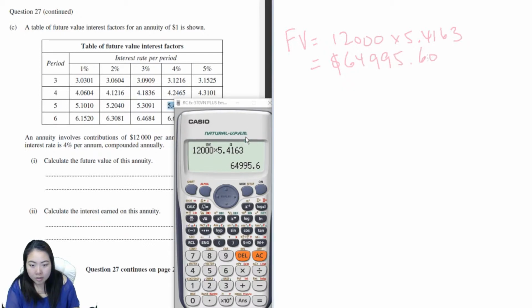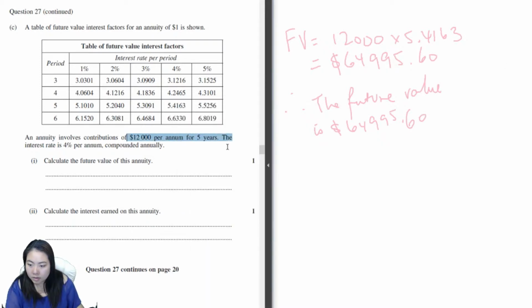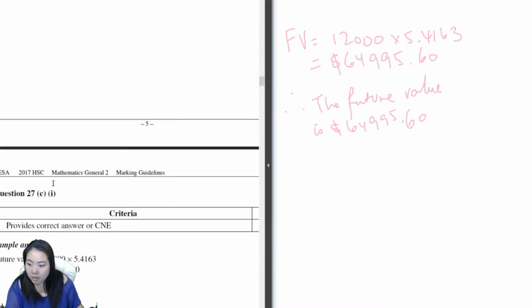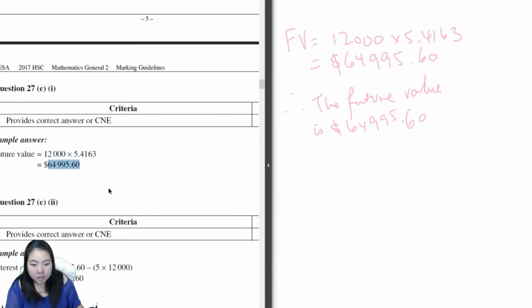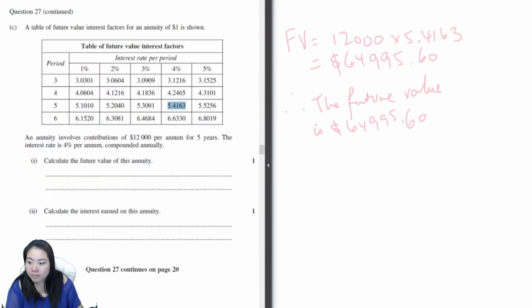$64,995.60. Then you write your sentence. Therefore, the future value is $64,995.60. Let's just double check. 12,000 for 5 years at 4%, 5.4163. Okay, I'm happy with that. $64,995.60. Excellent.